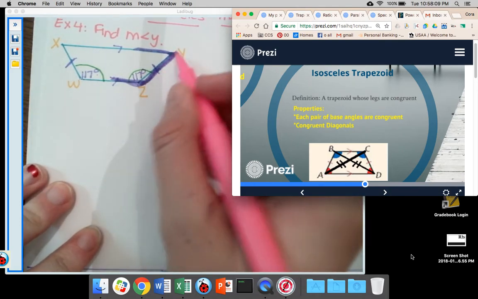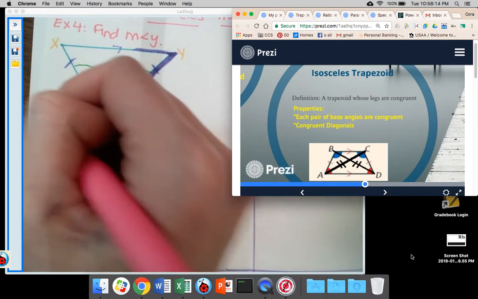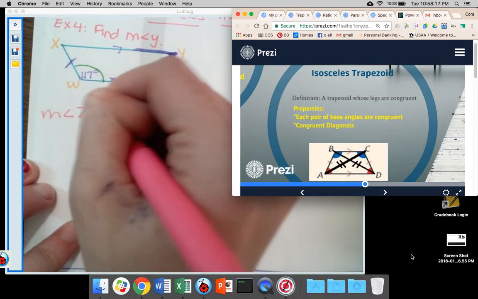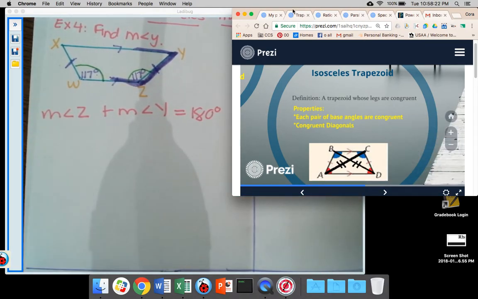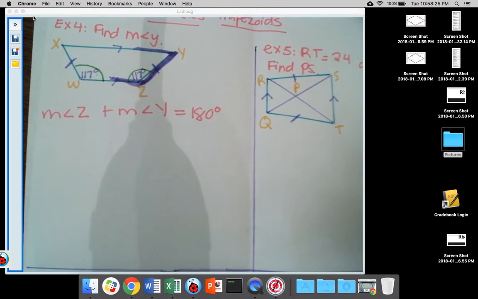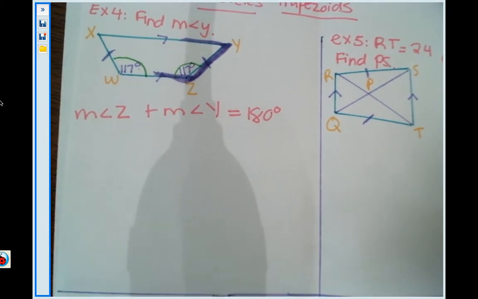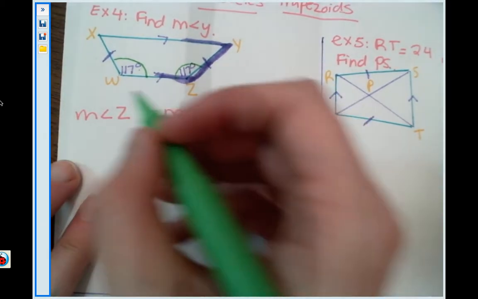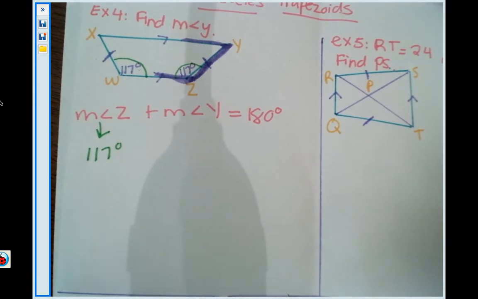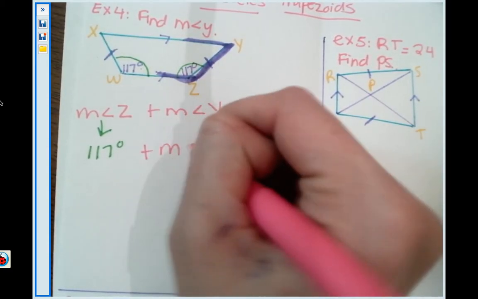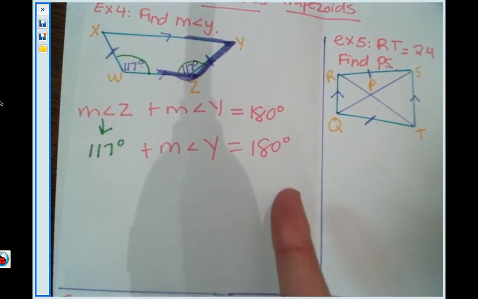Okay, so that means these two are supplementary, which means they add up to be 180. And that's going to help me solve for Y. So the measure of angle Z plus the measure of angle Y should add up to be 180. Alright, so I'm going to fill in the values for the angles that we currently know. Angle Z is 117 degrees, plus the measure of angle Y equals 180. Alright, let's solve this for Y, and then we'll be done.